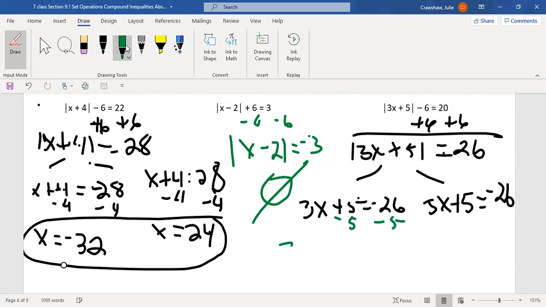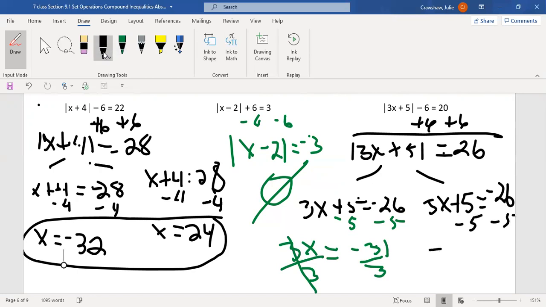Subtract 5, 3x equals negative 31, divided by 3. And I get negative 31 thirds. That's one answer. It doesn't reduce. Now I go over here and I solve the other equation. And I get 3x equals, this is a negative, this should have been positive. So that's going to give me a positive 21.